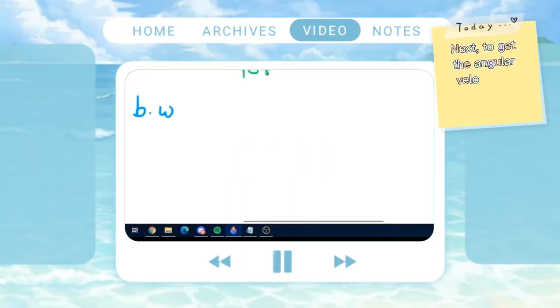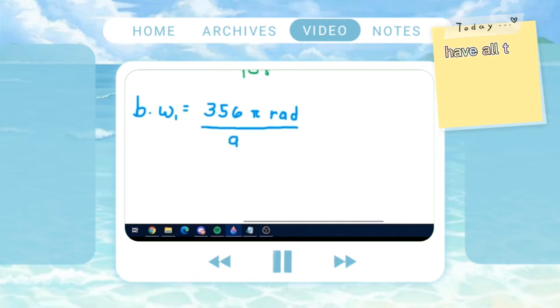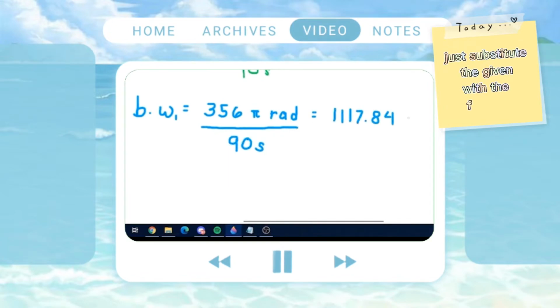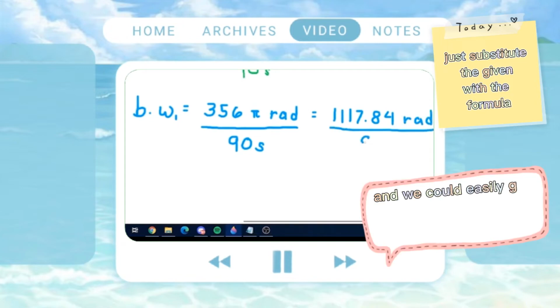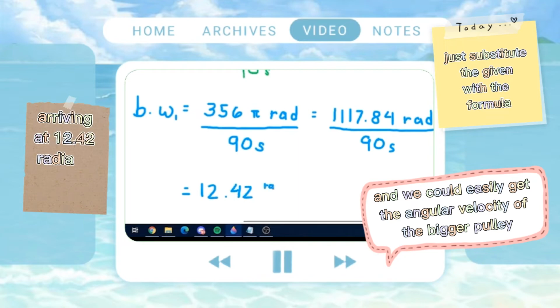Next, to get the angular velocity of both pulleys, we must first get the angular velocity of the bigger pulley as well. We have all the values we need to get it. Again, just substitute the givens into the formula and we can easily get the angular velocity of the bigger pulley, arriving at 1242 radians per second.